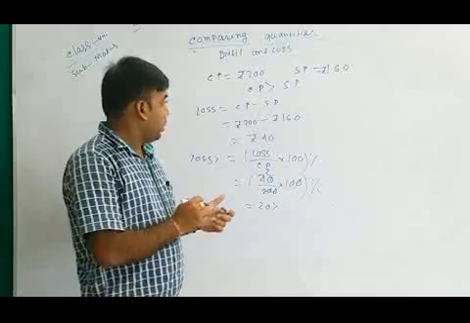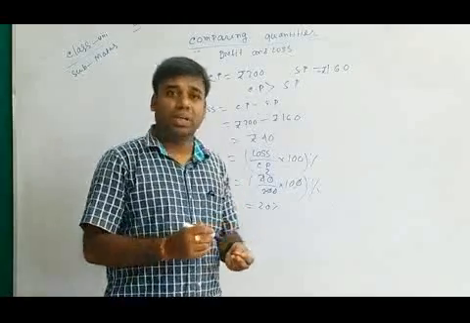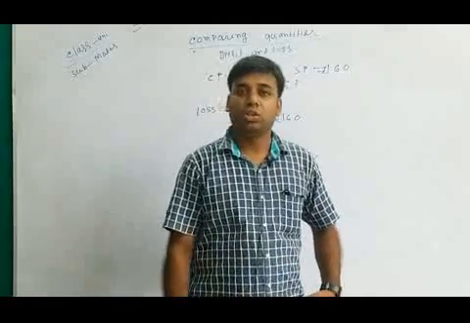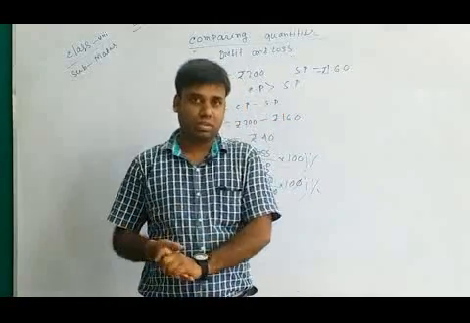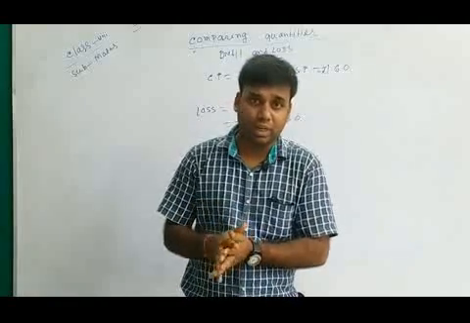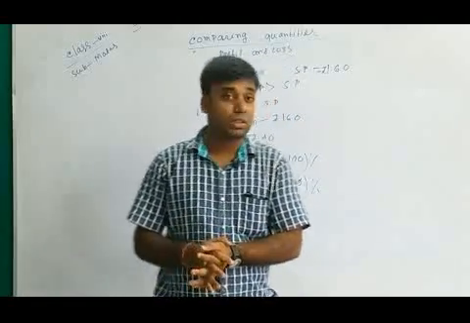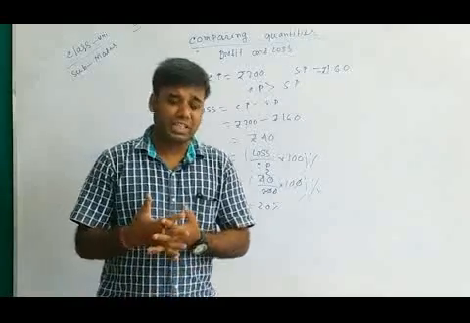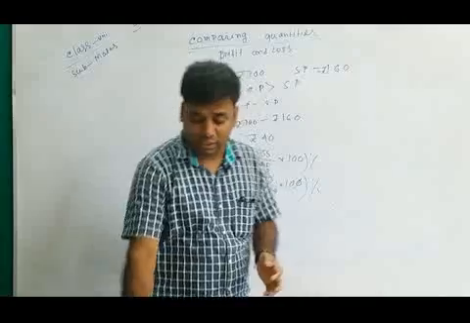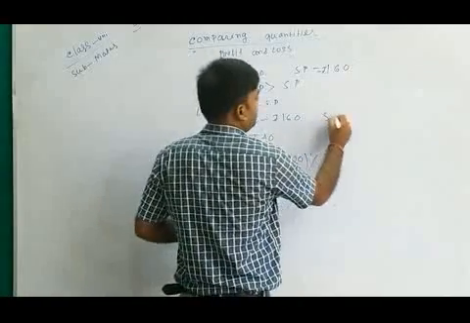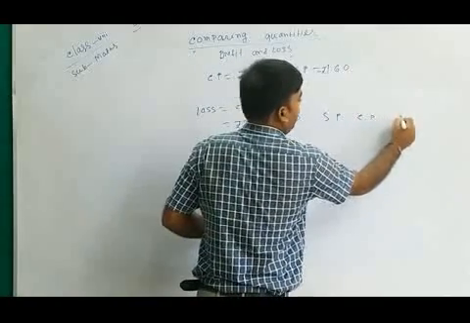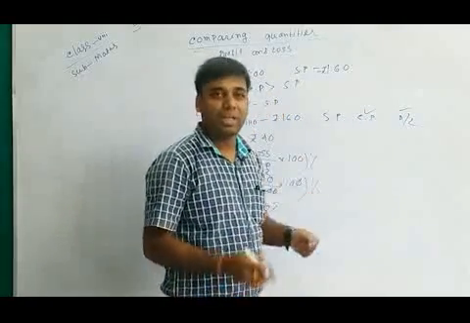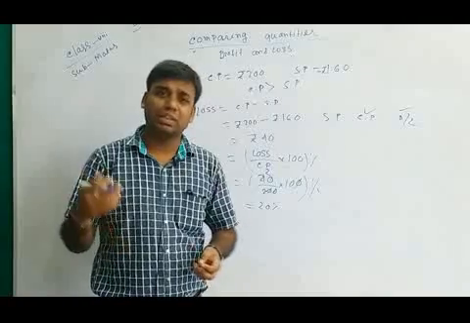So students, in this way we can find the profit and loss percentage. If two things are given among SP, CP and profit or loss, we can easily deduce the third one. This method I will discuss in the next class.